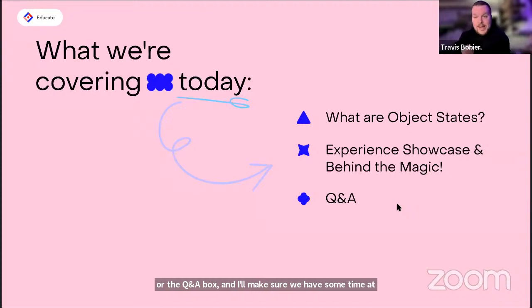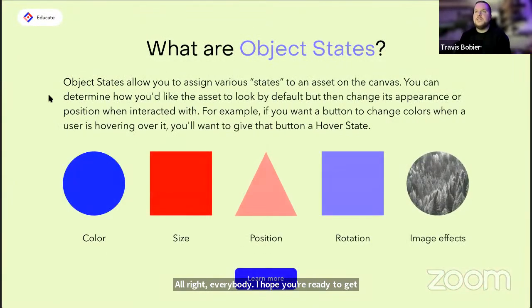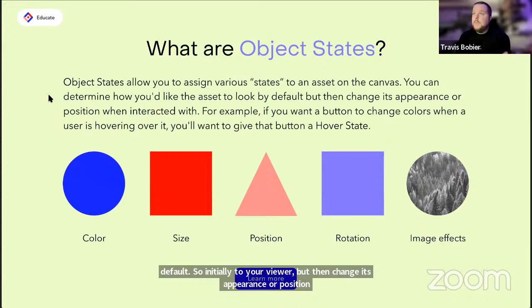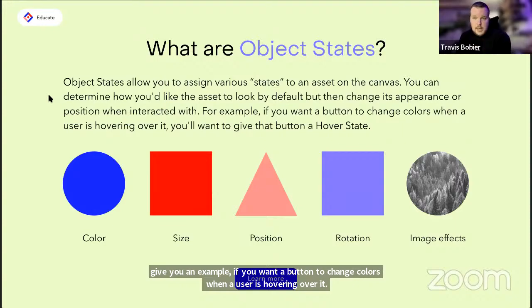All right, everybody, I hope you're ready to get inspired. But first, let's talk about what the heck object states are. Object states allow you to assign various states, or transformations, if you prefer, to an asset on the canvas. You can determine how you'd like the asset to look by default, so initially to your viewer, but then change its appearance or position when interacted with. To give you an example, if you want a button to change colors when a user is hovering over it, you'll want to give that button a hover state.